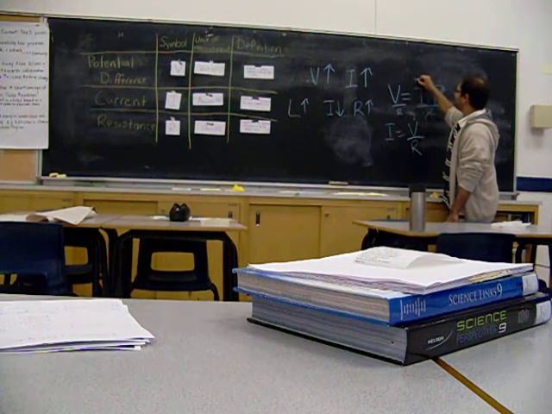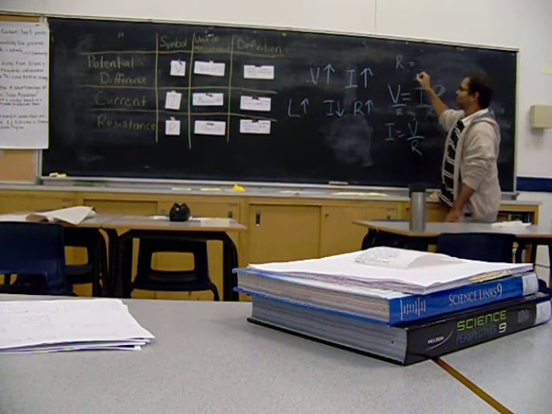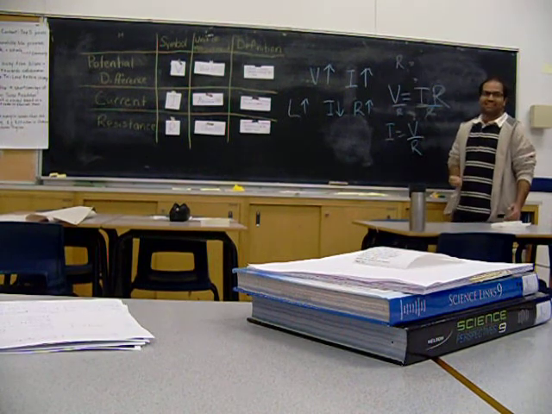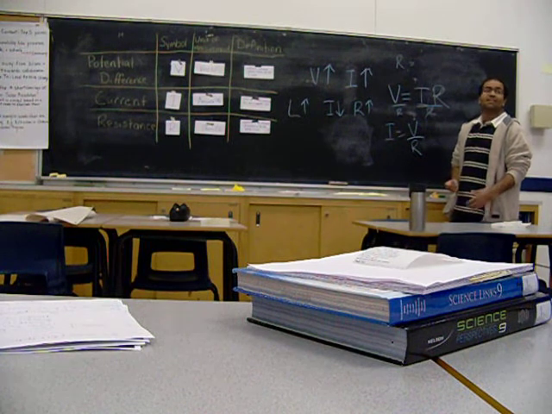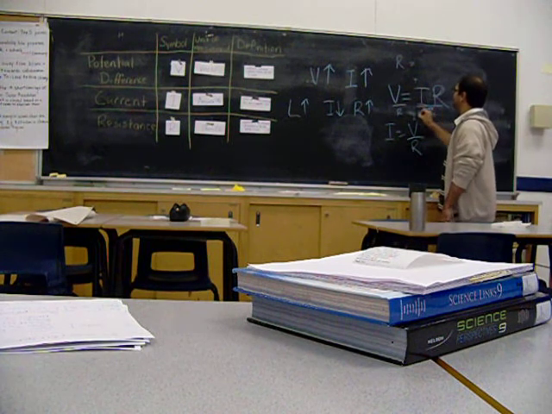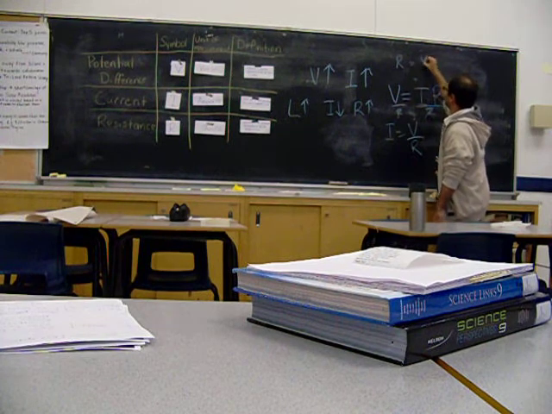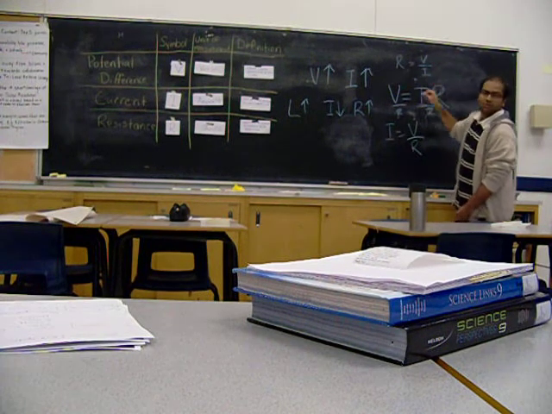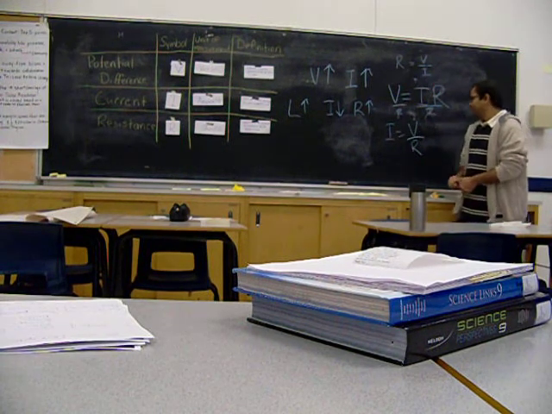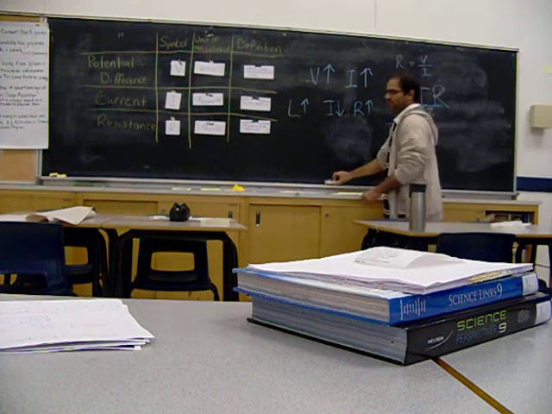And if we want to solve for resistance, what would we do to our main formula? Divide both sides by I, right? We divide both sides by I, we get a new formula. Resistance is equal to voltage over current. Okay, so let's run through some number examples.